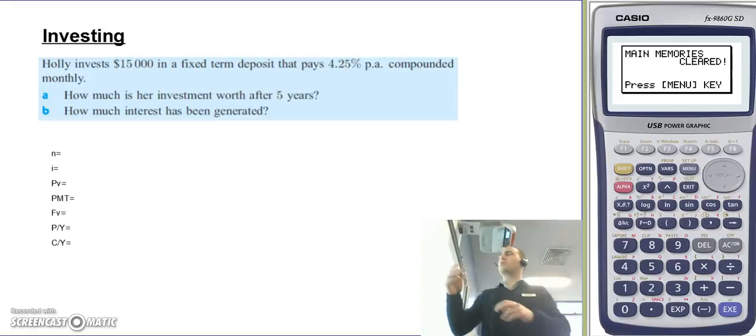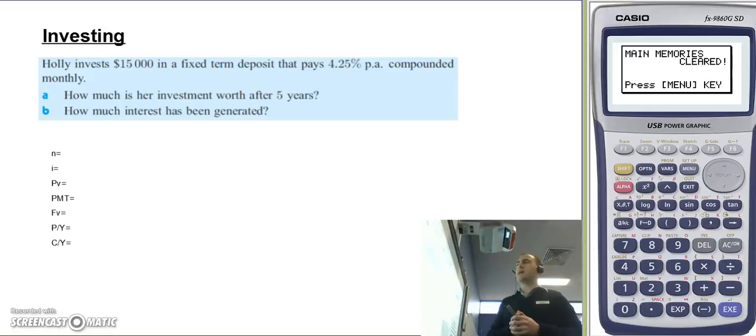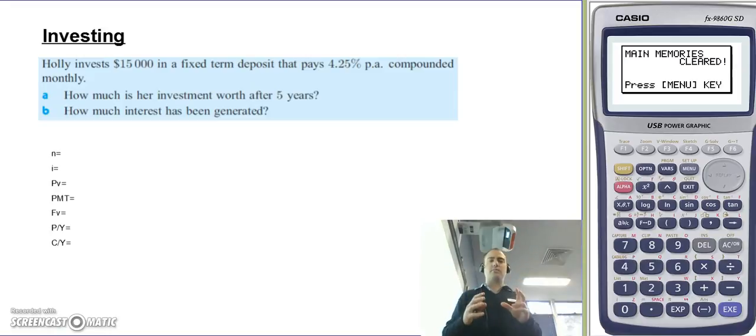As you know, we've got all the different variables here: N, I, PV, PMT, FV, PY, and CY. N is the number of payment periods in total. I is the interest rate. We don't need to convert that. Present value is what we start with. PMT is how many payments we're making. Future value, FV, what's it worth in the future. PY, how many payments per year, and CY, how many compounds per year.